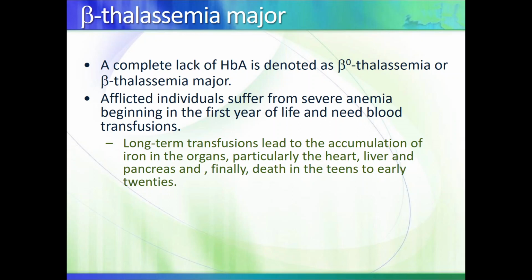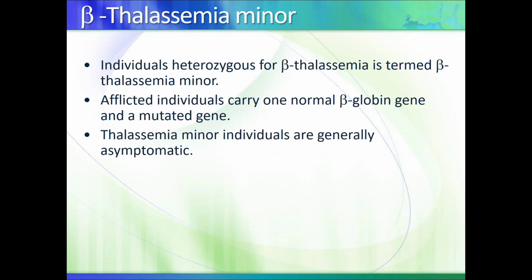These individuals suffer from severe anemia. They require blood transfusions, and the problem with blood transfusions is that these individuals would have iron accumulating in organs, and that results in tissue damage, particularly in the heart, liver, and pancreas. And usually they die early on, in their early 20s. You also have something known as beta thalassemia minor. Here you have production of a good amount of the beta globin. Usually these people are asymptomatic.